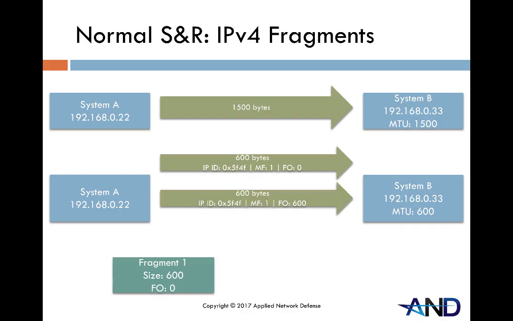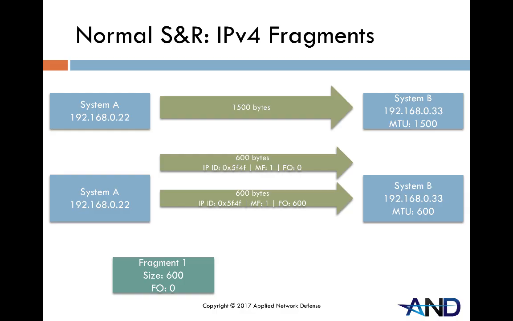Next, system A sends the second fragment. This is also 600 bytes, and you'll immediately notice it has the same IP ID value of 5F4F. Again, all these fragments will have that same value, and that's how system B ties them all together. The more fragments bit is set to 1 again, which means there's another fragment coming, which is what we would expect. And the fragment offset is set to 600. That's basically taken from the first packet. We first sent 600 bytes, so the second fragment starts at 600. And this exists so that when system B receives the second fragment, it knows where it goes in order.